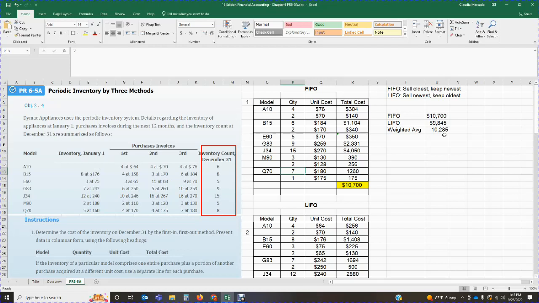Okay, so that is it for this problem. Please take it a step at a time. Multiply carefully the quantity times the cost to get the total. And remember, you have to come up for each of those model numbers to these numbers right here. That's your ending inventory. Okay, so that is it for this lecture.